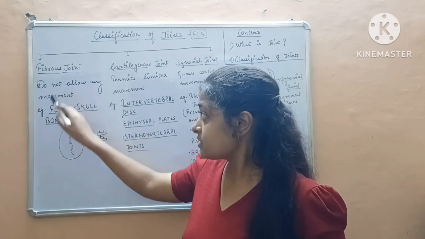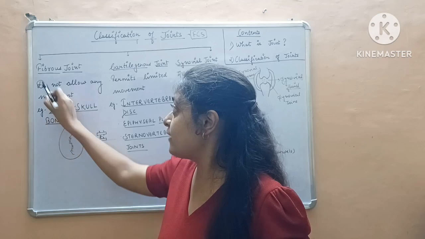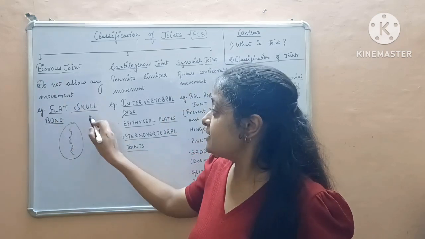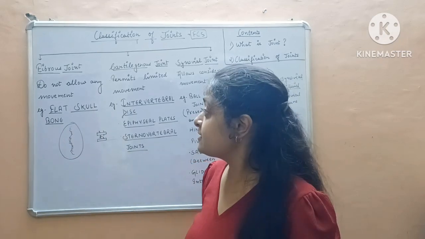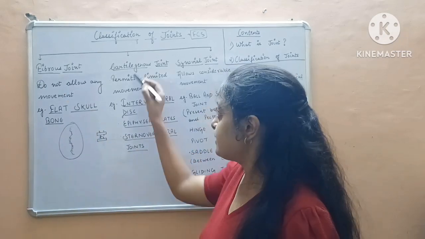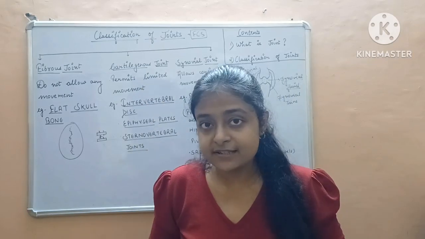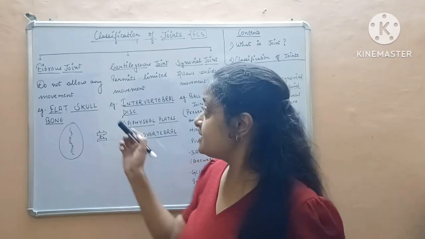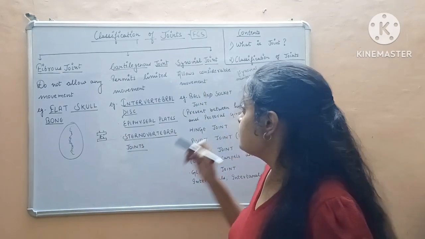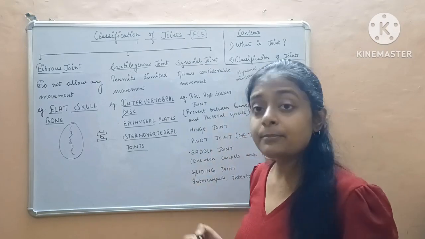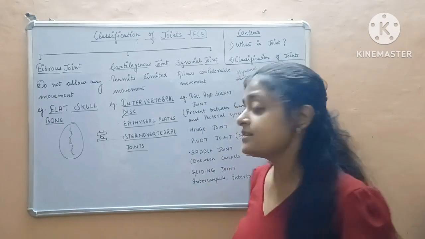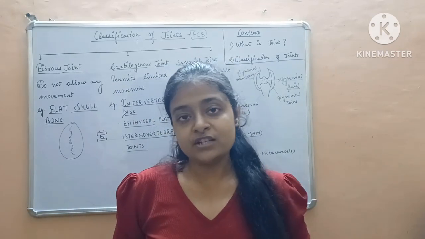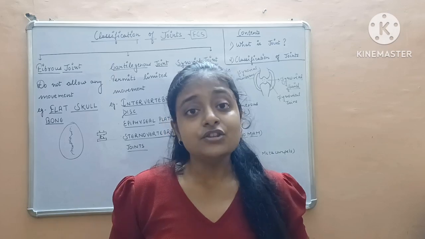An example is flat: F for flat and F for fibrous, so you can remember it by FF. The flat skull bone is an example of a fibrous joint. The second one is the cartilaginous joint: the intervertebral disc, sternovertebral joint and epiphyseal plate are its examples. The third one is the synovial joint: ball and socket joint, hinge joint, pivot joint, saddle joint, and gliding joint. These are all examples of synovial joints. So this is a small introduction to the chapter on joints.